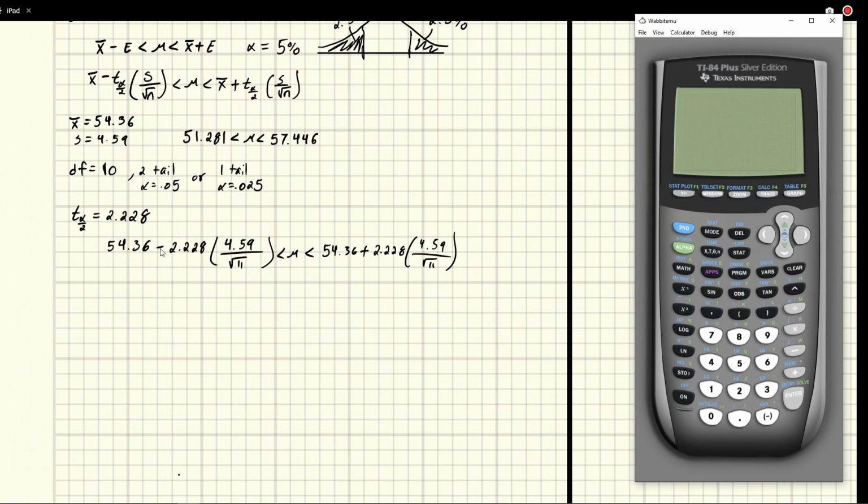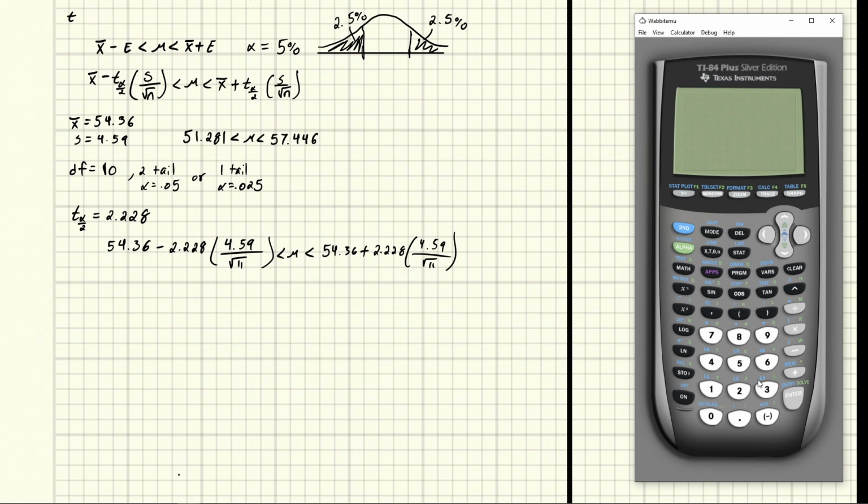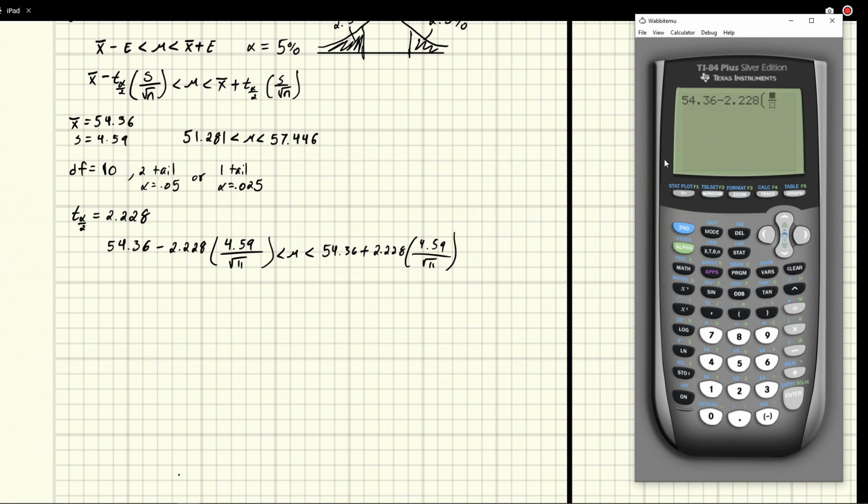So all right, we can type this into our calculator here. So we're going to turn it on, and we're going to just clear it. We're going to just type this in. So 54.36 minus 2.228 times, and then we're going to have a fraction. So fractions in the F1 menu. So we hit the green key and then we hit F1, and there we go, fraction. That's the first option. I did that kind of fast.